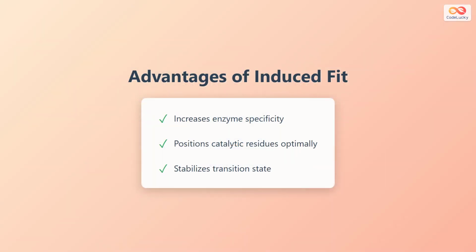The induced fit model offers several important advantages over the rigid lock and key model. First, it increases enzyme specificity. By requiring the substrate to induce a conformational change, the enzyme can better discriminate between similar molecules. Second, it positions catalytic residues optimally. The shape change ensures that the amino acids responsible for catalysis are in exactly the right place. Third, it stabilizes the transition state, which is the high-energy intermediate formed during the reaction. This stabilization lowers the activation energy and speeds up the reaction.